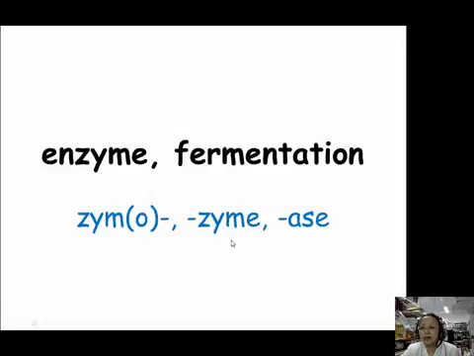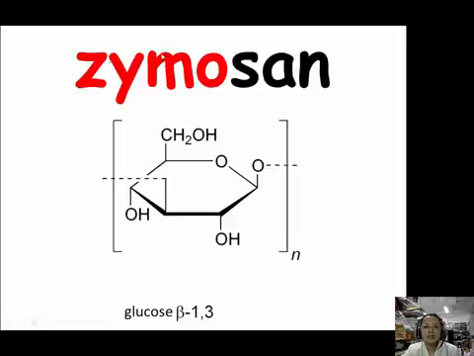When we want to talk about enzyme or fermentation, now fermentation is also an enzymatic process, we have one prefix and two suffixes to use. The prefix is zymo, Z-Y-M-O, and the suffixes are zyme, Z-Y-M-E, and ase, A-S-E. Our example for zymo is zymosan. This is a picture of the structure of zymosan.